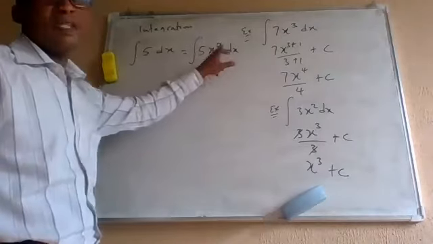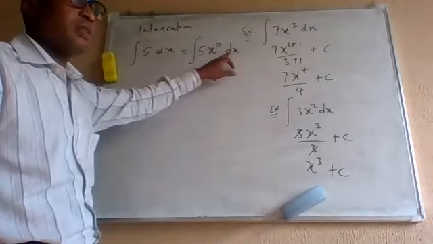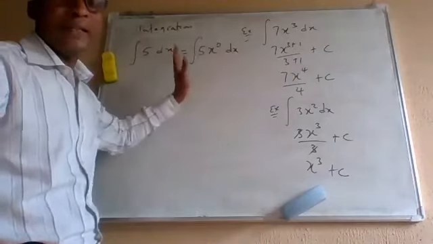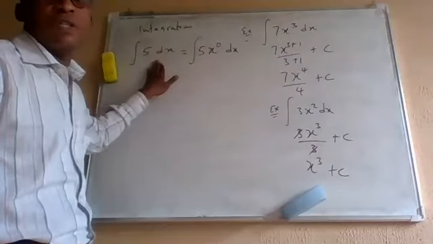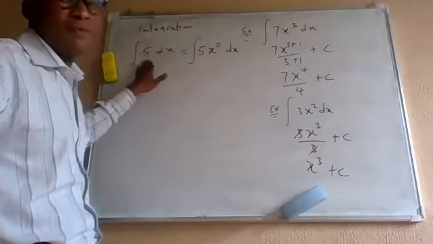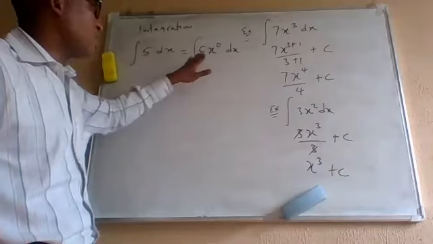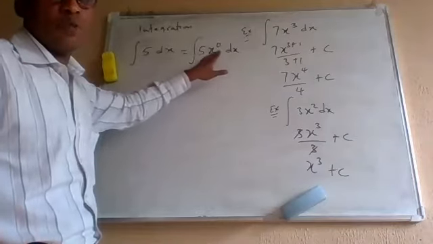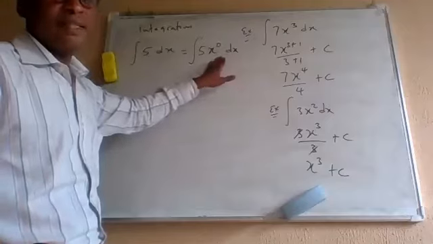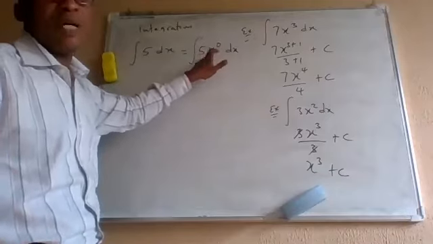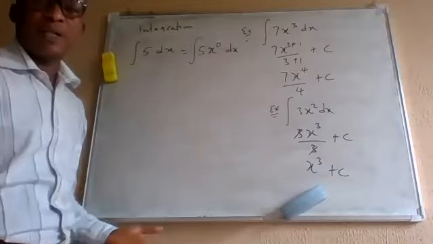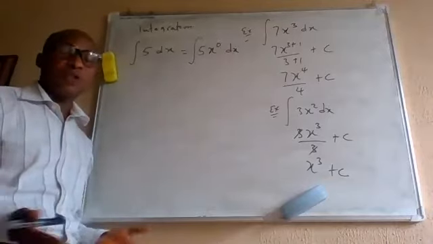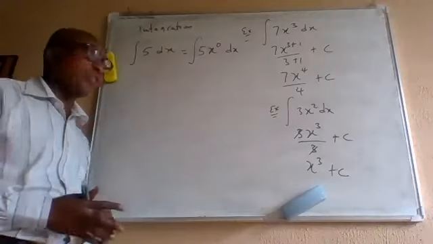Now, if you look at this s raised to power 0, according to the law of indices, n raised to power 0 is 1. So what I have now does not change the question. The question is 5 ds, and I'm taking it to the integral of 5 s raised to power 0 ds. The essence of this is that we must have s so that we can add 1 to the power. S raised to power 0 is still 1. It does not change the given question.